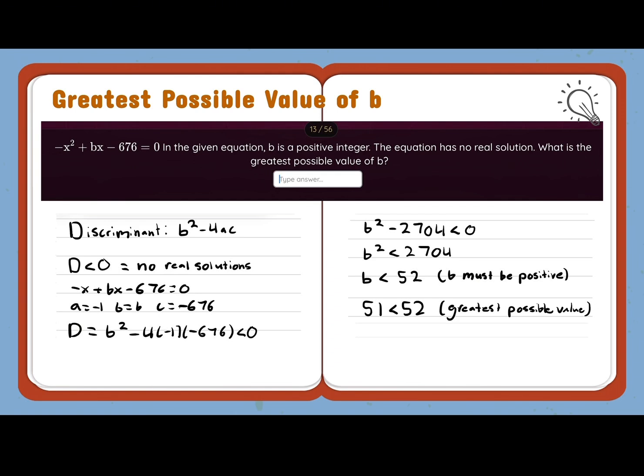And you might be confused, like, why is it not 51.99999? We want the greatest possible integer. So in that case, it will not be a decimal, which is why it's just 51.